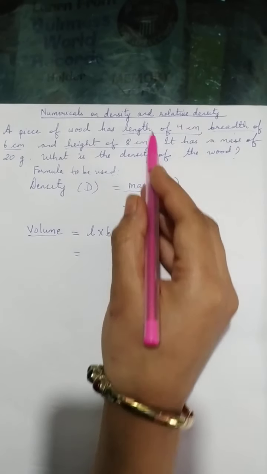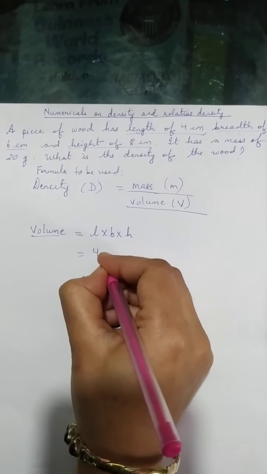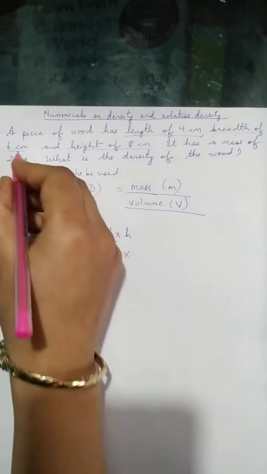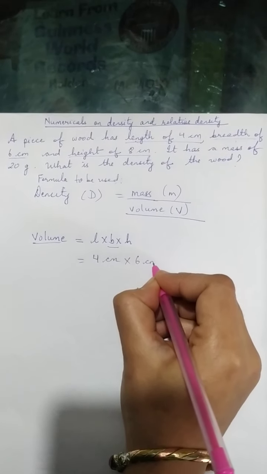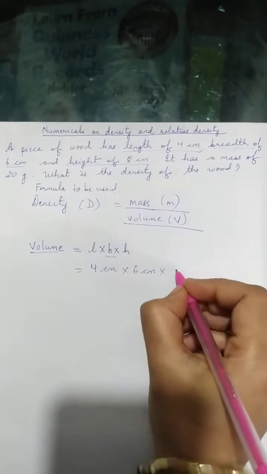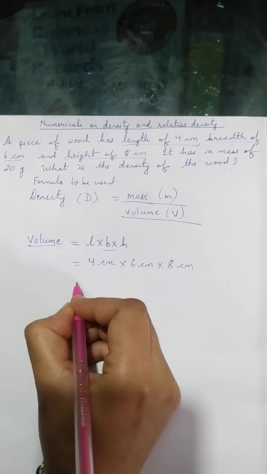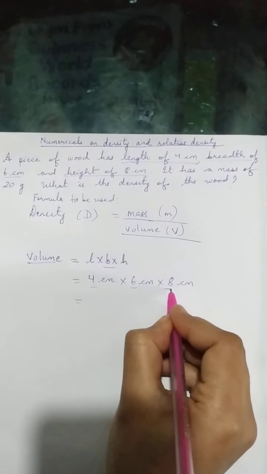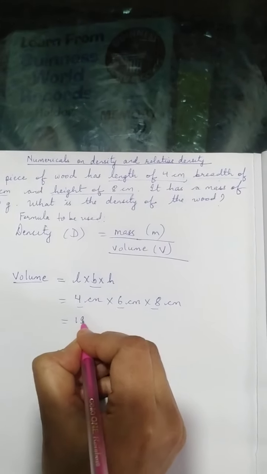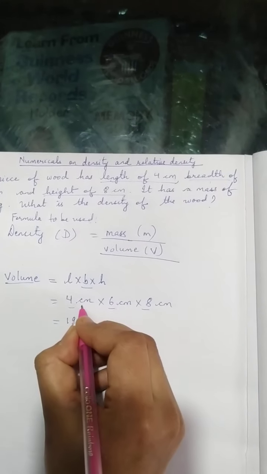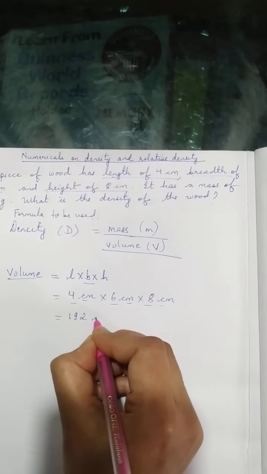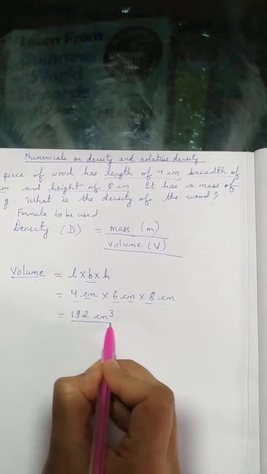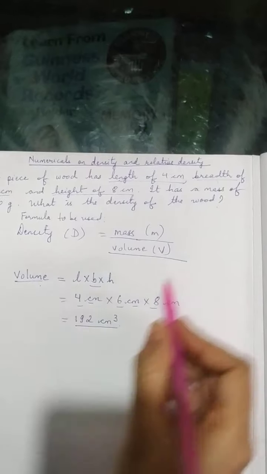Let's put the values now. We have length as 4 centimeter, keep putting the units. Breadth as 6 centimeter, put the unit here also, and height is equal to 8 centimeter. Multiply them. 4 into 6 into 8 will be equal to 192. Unit will be centimeter multiplied 3 times, which will be centimeter cube. Now we have volume ready with us. The value of volume will be 192 centimeter cube.